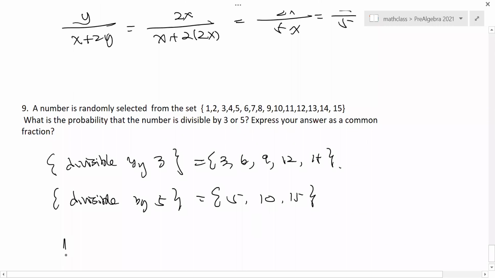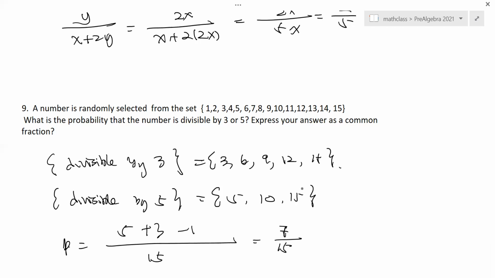So the probability is going to be, first of all, you have 5 here and 3 here, then you have the minus 1, and then the total divided by 15. So the answer will be 7 divided by 15. Just be careful, don't count 15 twice. Okay, 2 minutes left.